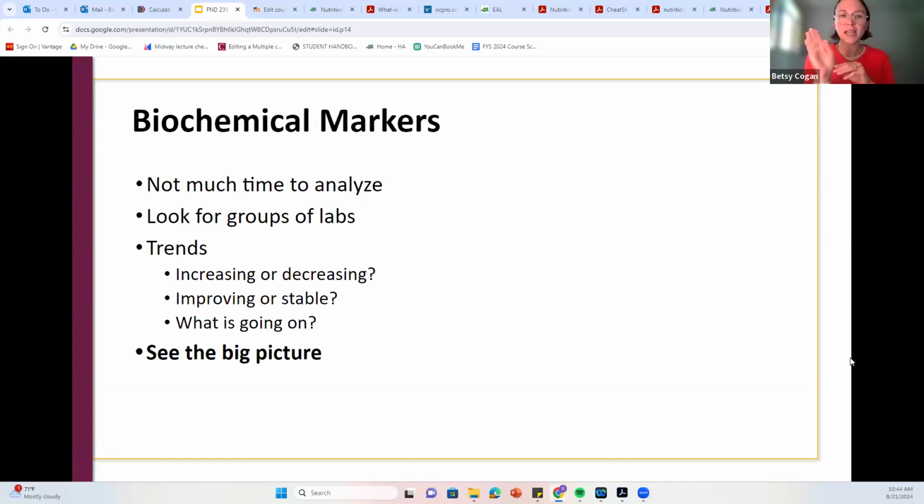Biochemical analyses are super important and can help us piece together the puzzle of our nutrition diagnosis ultimately. So what's happening anthropometrically, what's happening in our blood. These are all pieces of the puzzle that help us figure out what's going on and how we can help as dietitians.